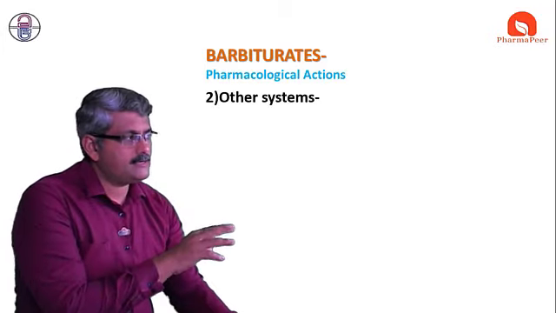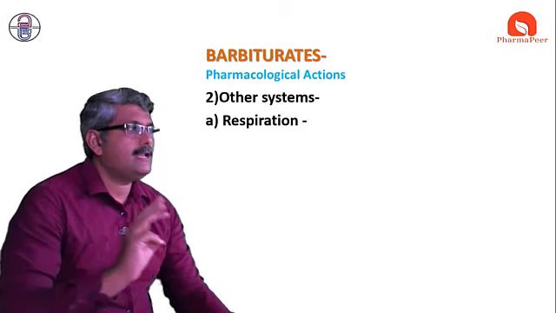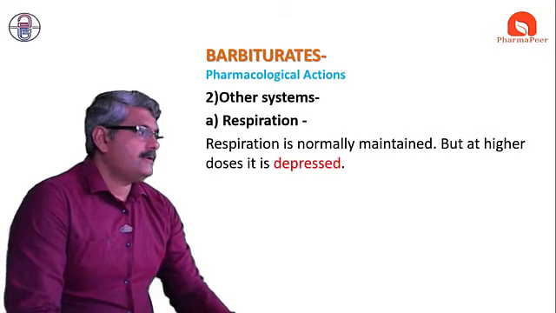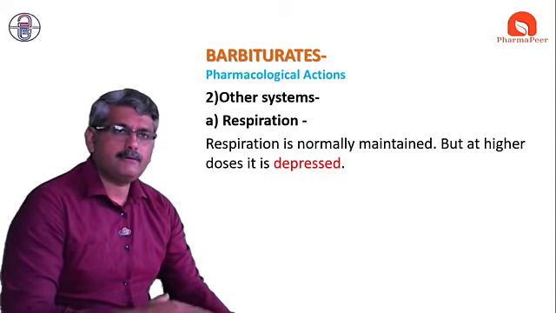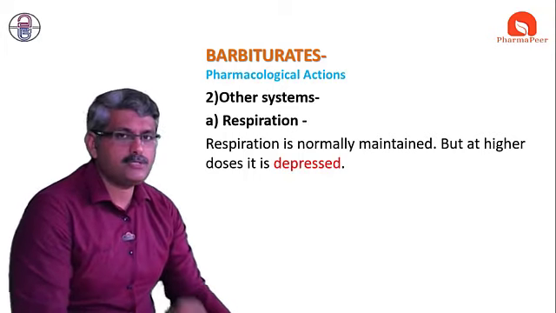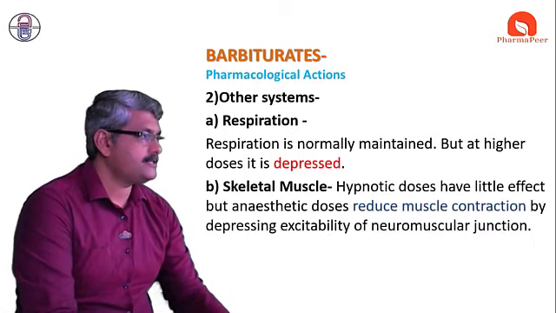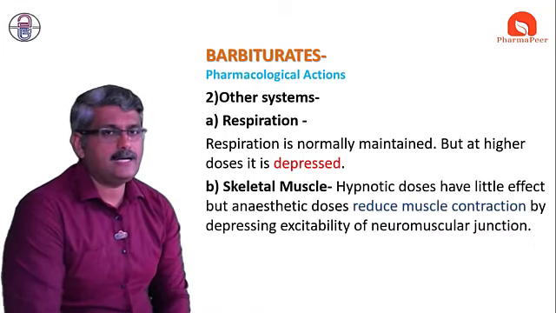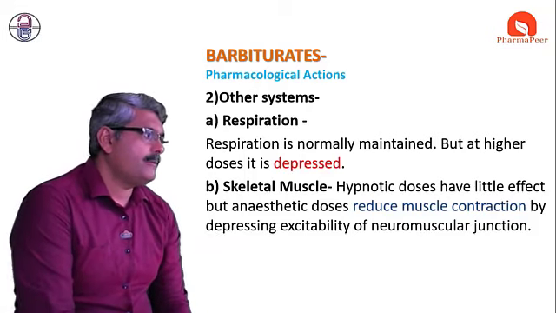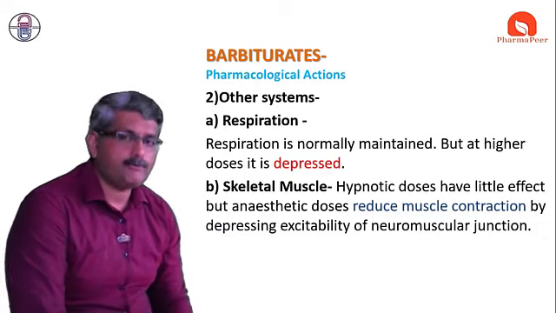Apart from the central nervous system, it also has an effect on other systems, like respiration. Usually respiration is normal at a normal dose, but at a higher dose the patient goes into CNS depression, central nervous system depression. Same with the skeletal muscle. With hypnotic doses it has little effect, but with anesthetic doses the muscle contraction is reduced.